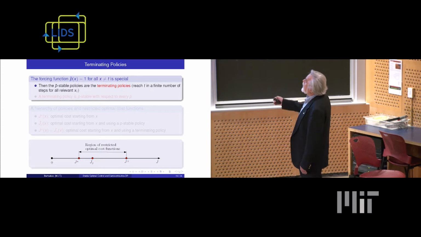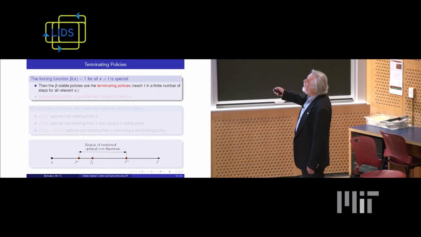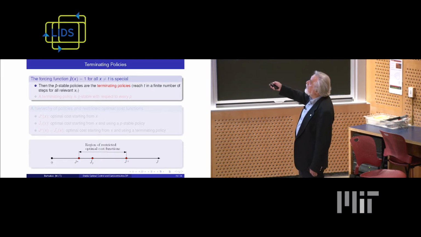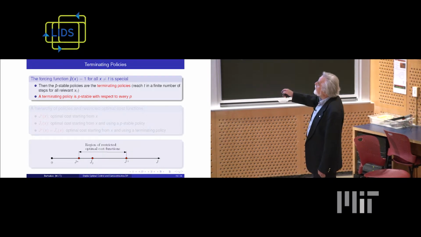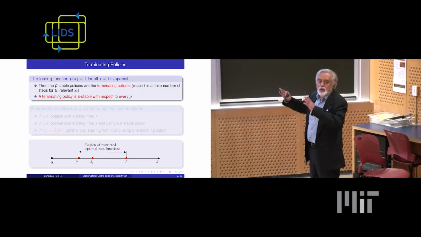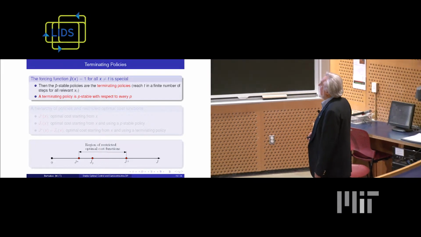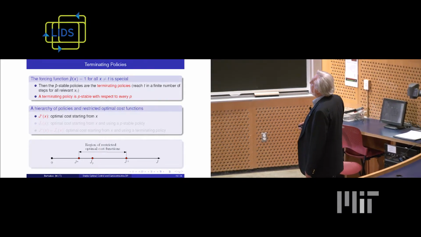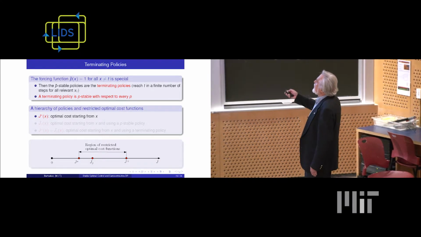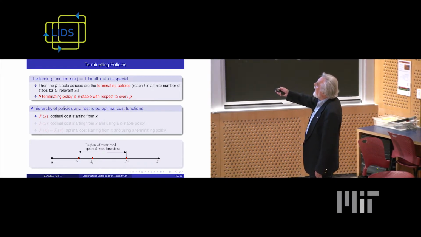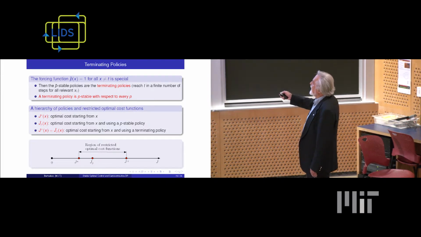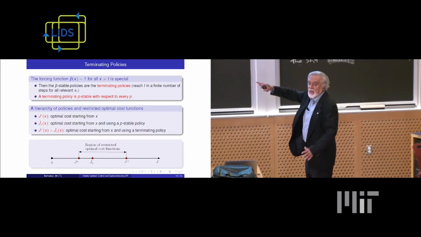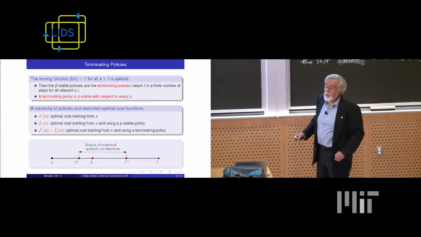Okay, so now let's go to terminating policies. These are the ones that correspond to the unit forcing function. Then they are the ones that reach the destination in a finite number of steps. And these are the most stable policies in the sense that they are stable with respect to every forcing function. We have this hierarchy of policies and restricted optimal cost functions. We have J star, the optimal cost function, the optimal p-stable cost, and the optimal cost for terminating policies. And all of these are demarcated by J star on one side and J plus on the other side.